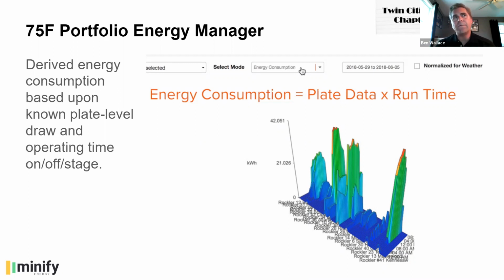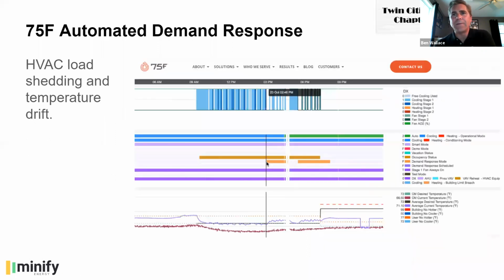There's a unique view of getting derived energy consumption without putting in submeters, really using the plate level data of draw from equipment and knowing when it's on or off and the duration, whether it's in stage 1, stage 2, and then deriving the consumption of at least the HVAC component of the load. It's kind of a poor man's way, but a smart data way to get to tracking your HVAC load and also lighting.